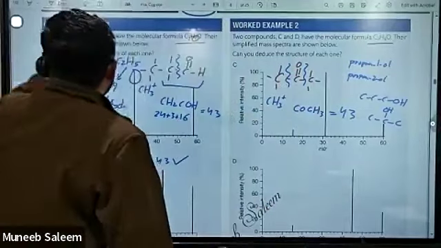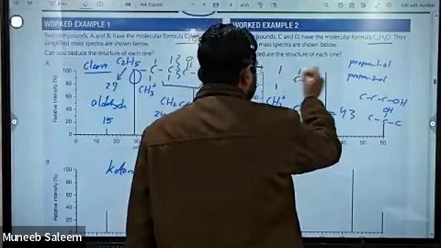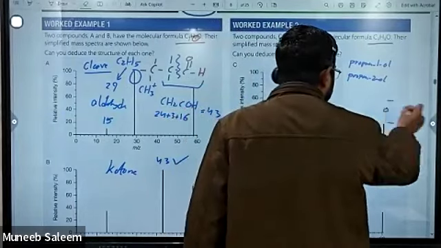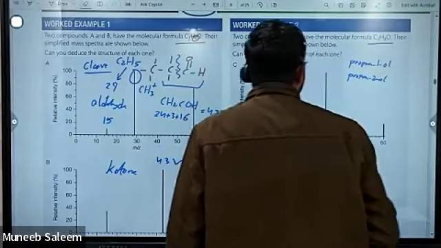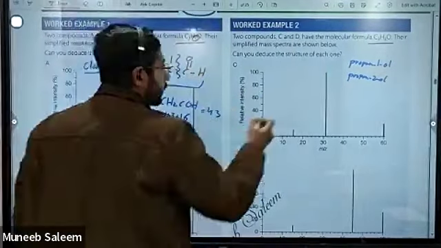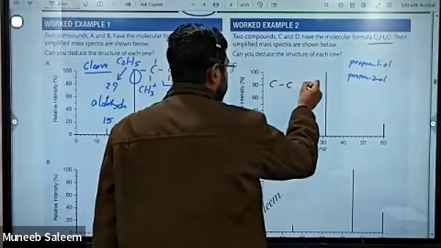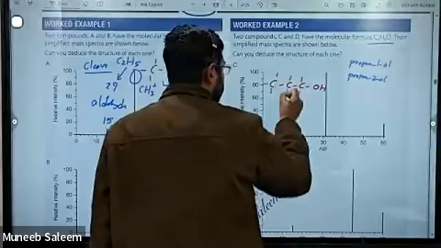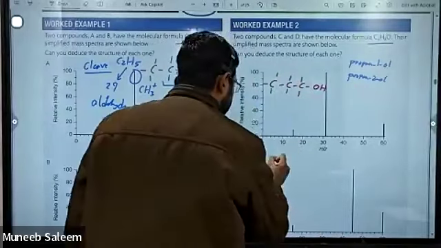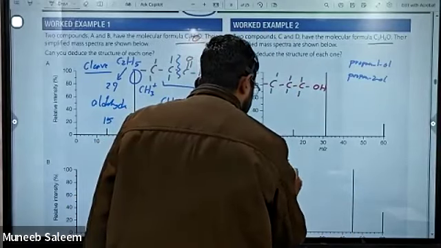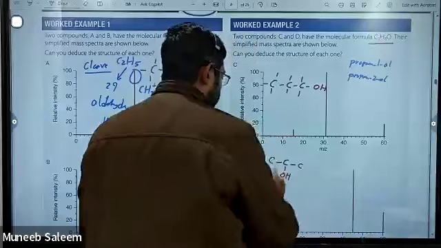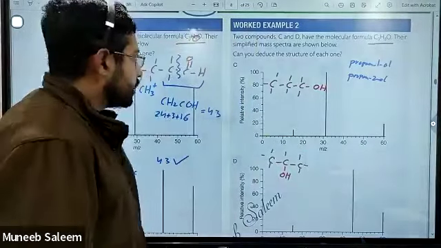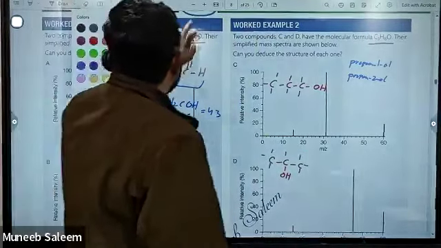For this purpose, we need to draw the displayed formula of these two compounds separately, and then we have to apply the principle of fragmentation to identify the right structure. So propan-1-ol is like this, and we have hydrogen atoms on all these carbon atoms, and propan-2-ol is a structure like this, with the hydrogen atoms. Now we have to do the fragmentation. I will do the fragmentation first from here.